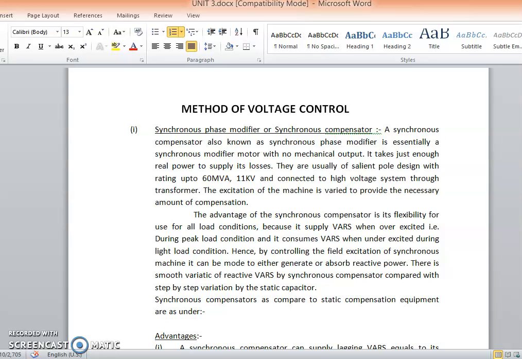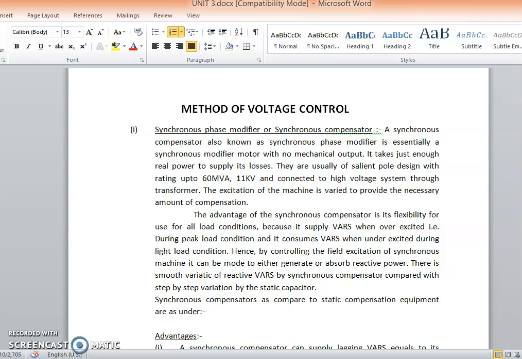A power system is an electrical system which is normally used to transfer, supply and utilize electrical power. Power system is mainly divided into three parts: generation system, transmission system and distribution system. Here we are focusing on the transmission system. So any change in voltage is very important to control the reactive power. Normally, the first method used to control the voltage is the synchronous phase modifier or synchronous compensator.